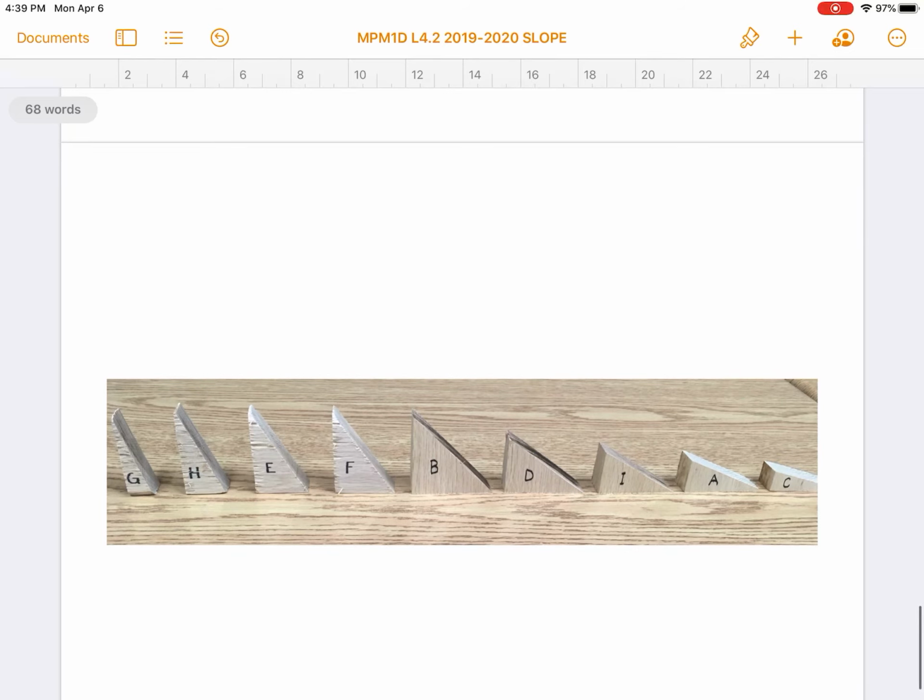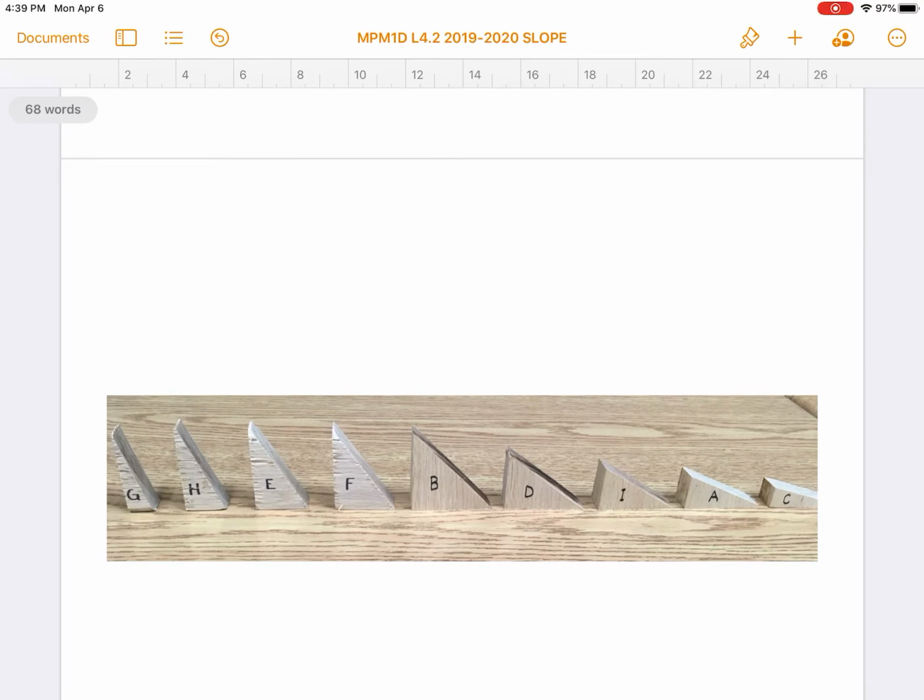One more way to help illustrate this idea of slope is to look at these triangles here. Often in class, I like to put out these triangles and have students rearrange them in order of their slope. So I've done it for you here. You can see that triangle G is a much steeper slope than triangle C. So again, slope is just a way of measuring how steep that line is.